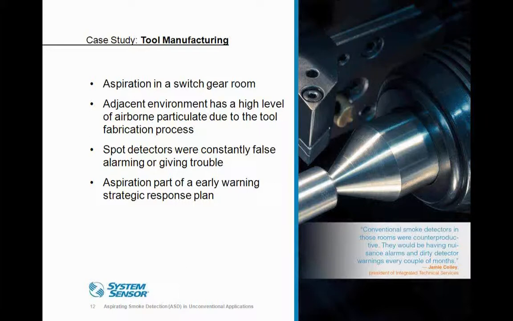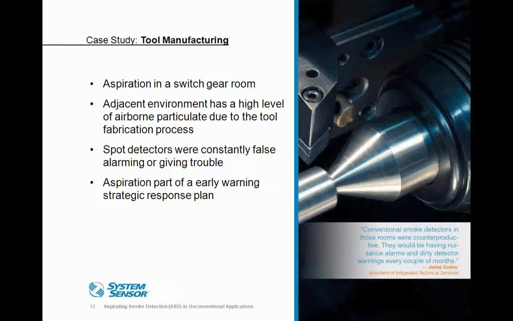So the production process led to a high concentration of dirty airborne particulate, and this was causing constant maintenance conditions to the spot detectors that they had employed, which were causing false alarms. So they decided to use FAAST for the switchgear room because of its nuisance immunity, and it was set up as an early warning system tied to a strategic response plan.